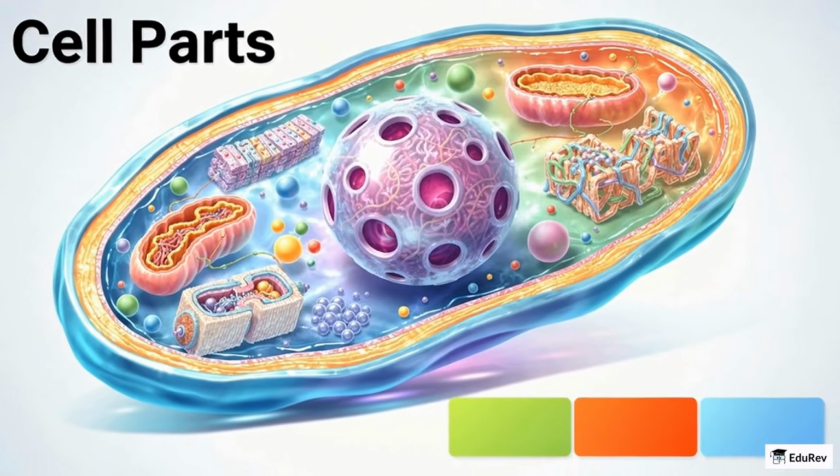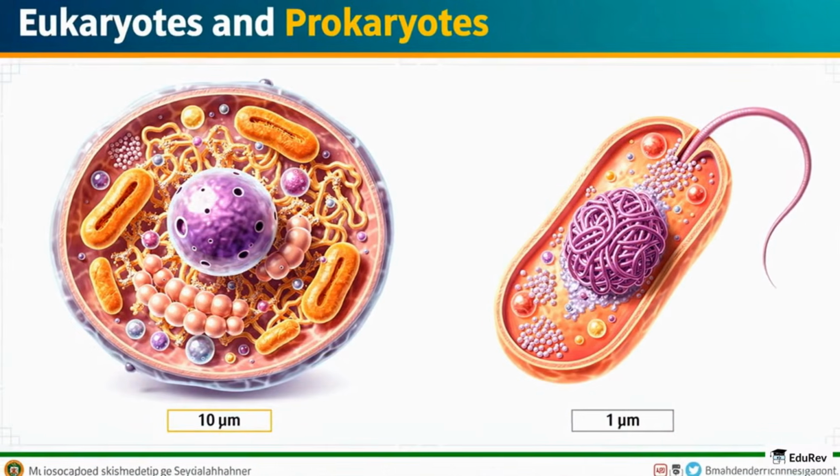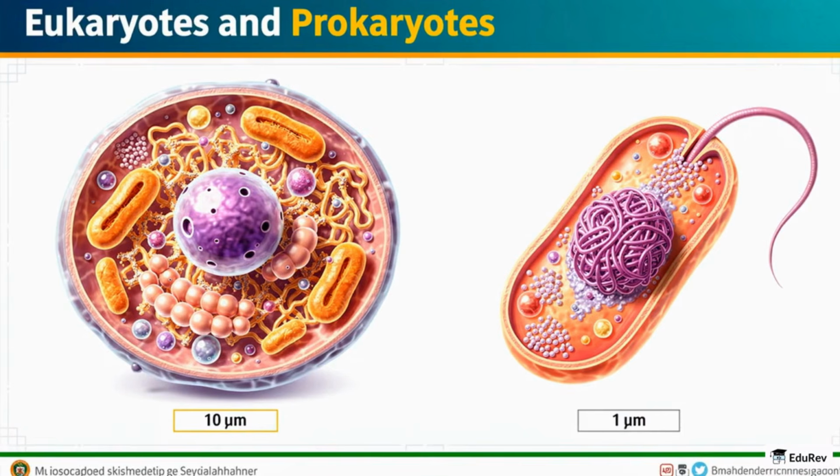Inside each cell, there are three basic parts: the cell membrane, the cytoplasm, which is a jelly-like fluid, and the nucleus, which acts as the control center. Eukaryotic cells contain many membrane-bound organelles that specialize in specific jobs, while prokaryotic cells are simpler, lacking a true nucleus and most organelles and often having DNA in a nucleoid region.